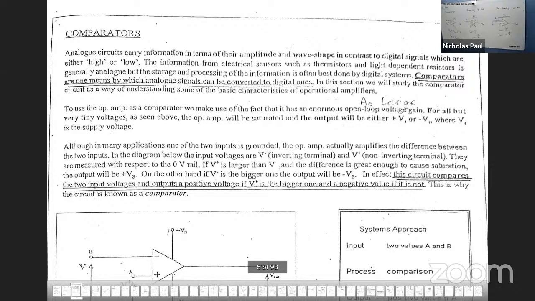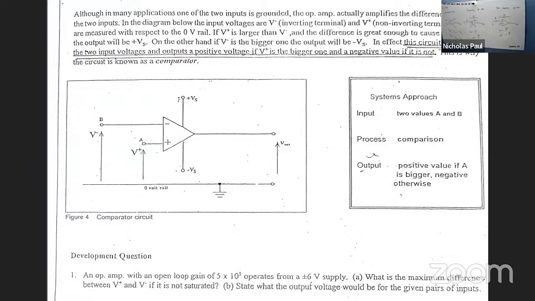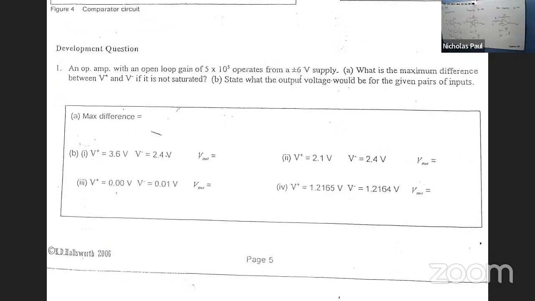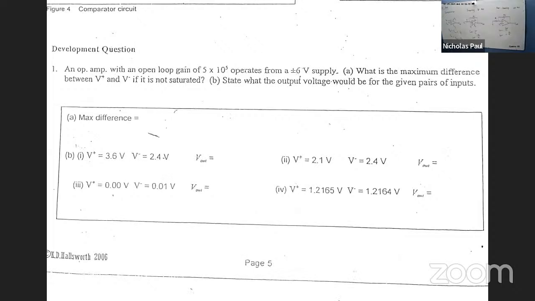All right, ready? So, comparators. All the comparator will do, as I said, is compare the inputs at the inverting and non-inverting terminals and give you the output, right? So let's take a look at the example below.